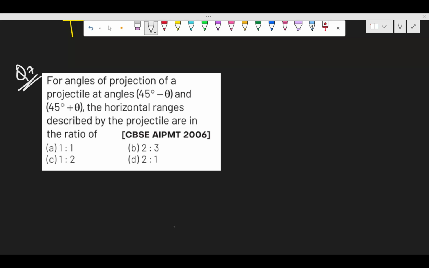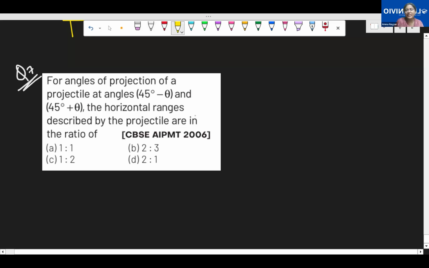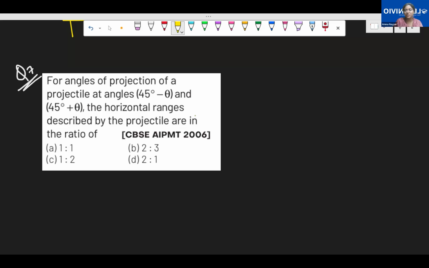Ma'am, I'm not able to do this. Okay, see, Maha, for the angles of projection, we know that horizontal ranges are the same for complementary angles. Do you know that? Yeah. Then, if I add both the angles, this is basically just a small trick, because 90 degrees is directly not given to us. That's the problem with this question, right?